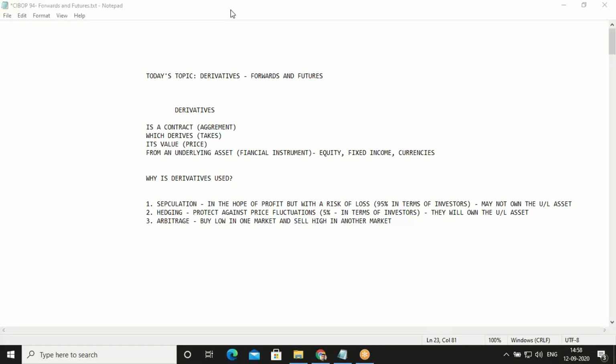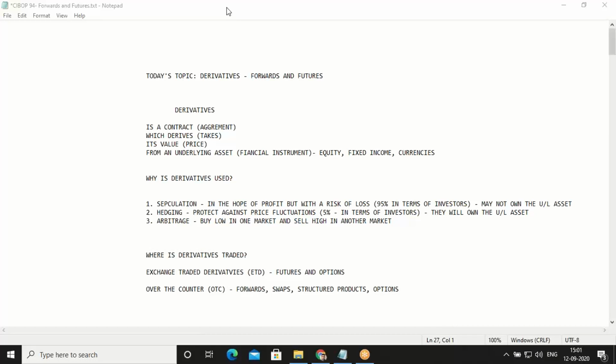All right. So what is derivatives? Why are derivatives used? And the last one is, where are derivatives traded? There are two places. One is what we call ETD, exchange traded derivatives. Examples of exchange traded derivatives are futures and options. Then we have the over the counter market, or OTC market, where forwards, swaps, structured products, options, etc. get traded. So this is where derivatives are traded.